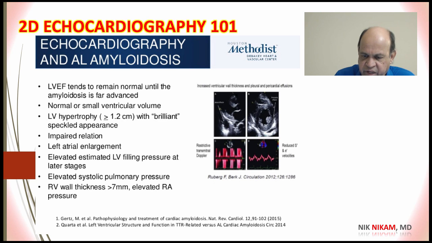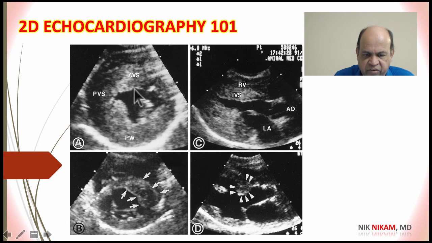In this case, there is left ventricular hypertrophy, and there is what is known as the speckled appearance of the left ventricular muscle, which we'll talk about. There is left ventricular hypertrophy with brilliant speckled appearance, left atrial enlargement, increased left ventricular filling pressure, and there is also pulmonary hypertension and increased thickness of the right ventricle also. Let's look at another example.